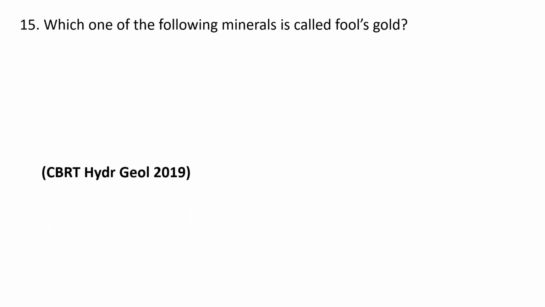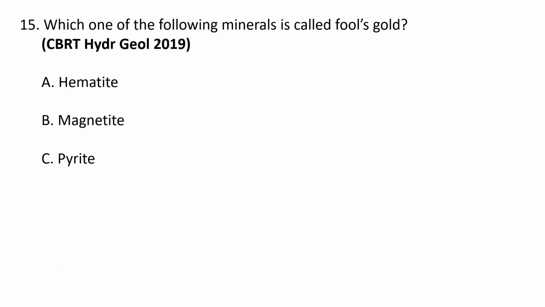15th question. Which one of the following minerals is called fool's gold? A. Hematite, B. Magnetite, C. Pyrite, and D. Halite. So C. Pyrite. Pyrite is also known as fool's gold.